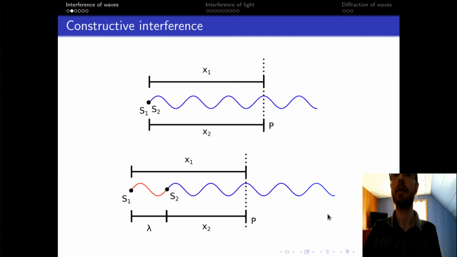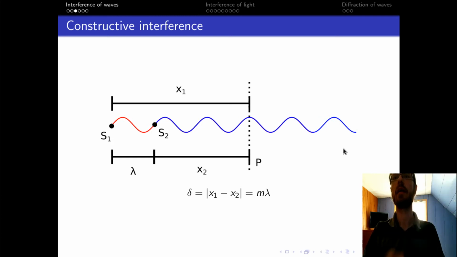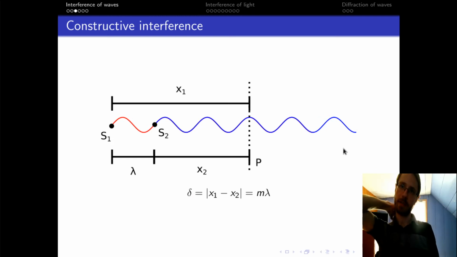And at the bottom, I put the second case we studied in which the two sources were separated by a distance equal to the wavelength. So if we compare the distance x1 that the first wave had to travel, it is equal to x2, the distance the second wave had to travel, plus the wavelength of these waves. And from there, we can find the general relation.